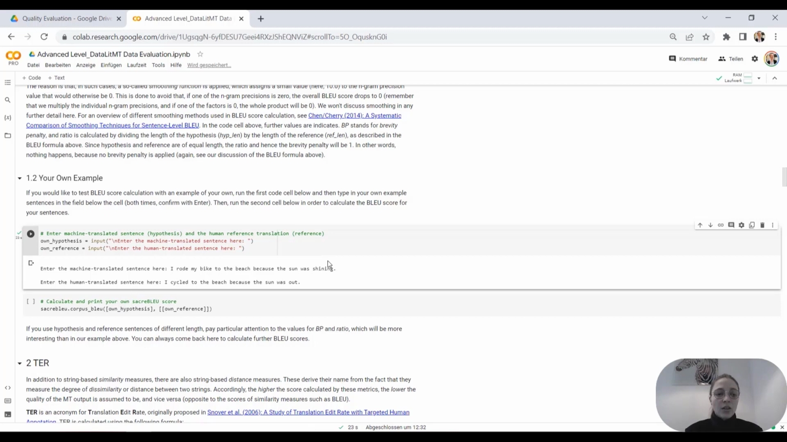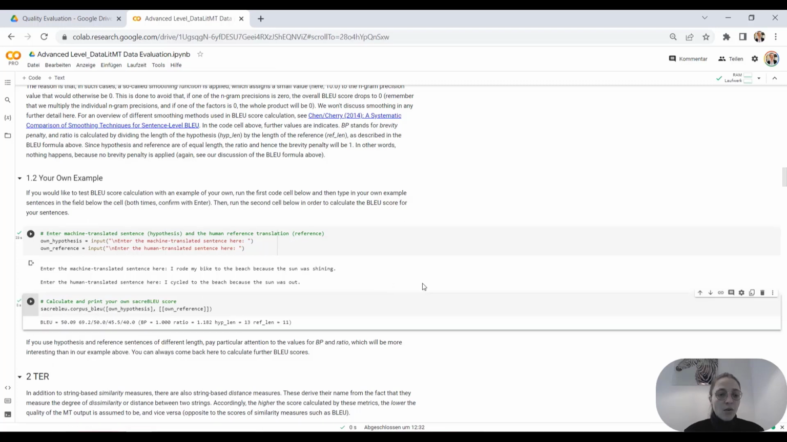Enter. So now we have defined our machine translated sentence and our human translated sentence, and we can run this cell here to calculate a BLEU score. And we can see that we get a BLEU score of 50, so that's actually quite high. And we see that the hypothesis length is 13 and the reference length is 11. So we do not have a brevity penalty here applied, because the hypothesis length is longer than the reference sentence.